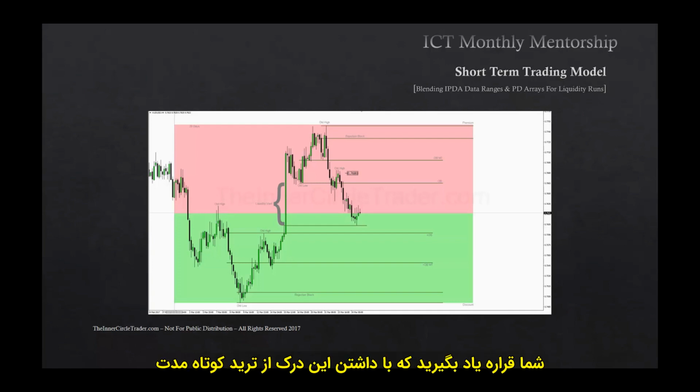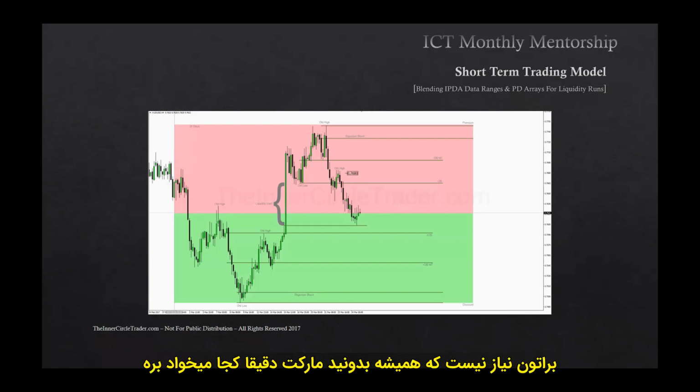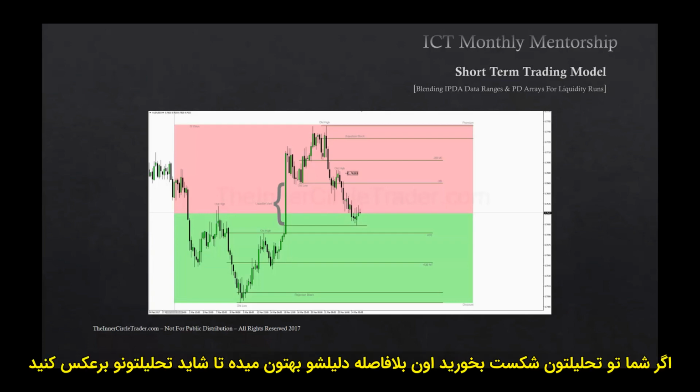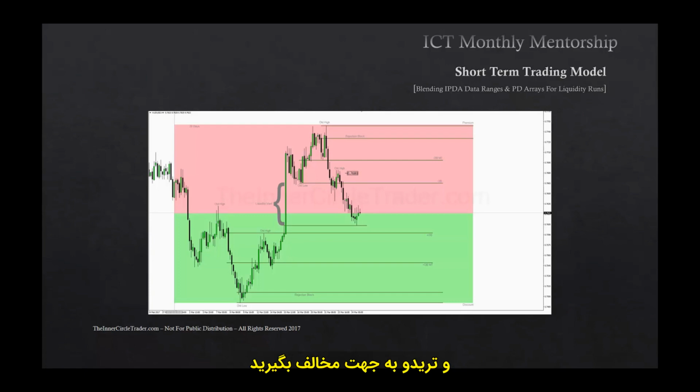You're going to learn that having these understandings of short-term trading, it's not required for you to know all the time exactly where the market's going to go. If you fail in your analysis, it'll give you an immediate reason to maybe reverse your analysis and take the trades in the opposite direction. This was the case this week in our mentorship.